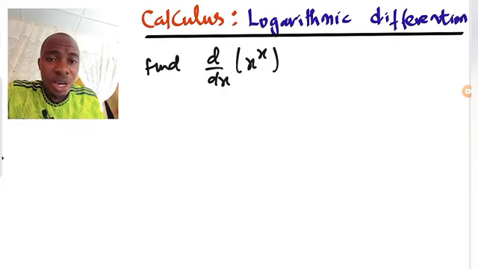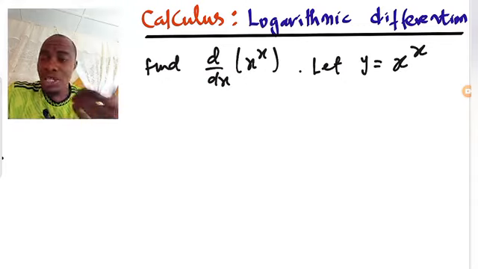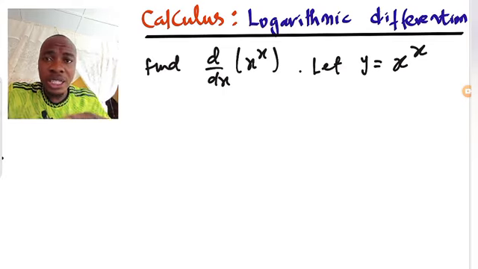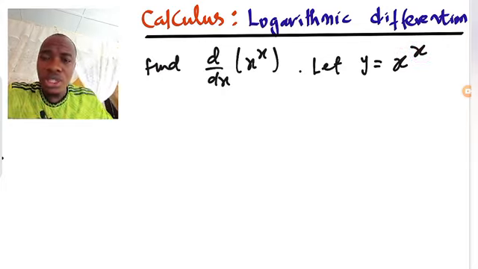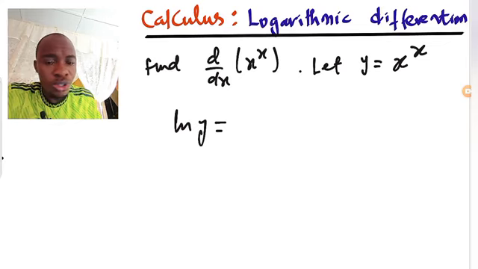The first thing we're going to do here is let y be the function x to the power of x. So if y is x to the power of x, what are we going to do? We have the power here. The only thing we can do to bring the power down is to introduce logarithm to both sides of the equation. So ln of y will be equal to ln of x to the power of x.